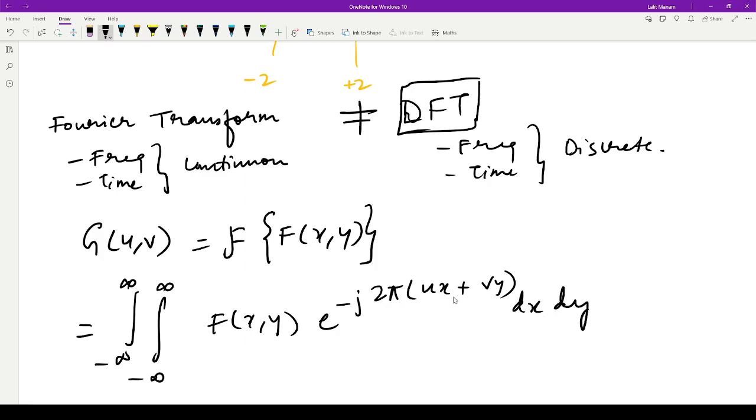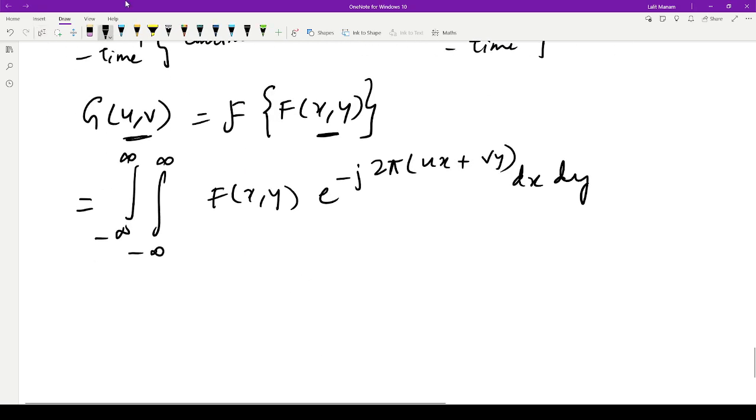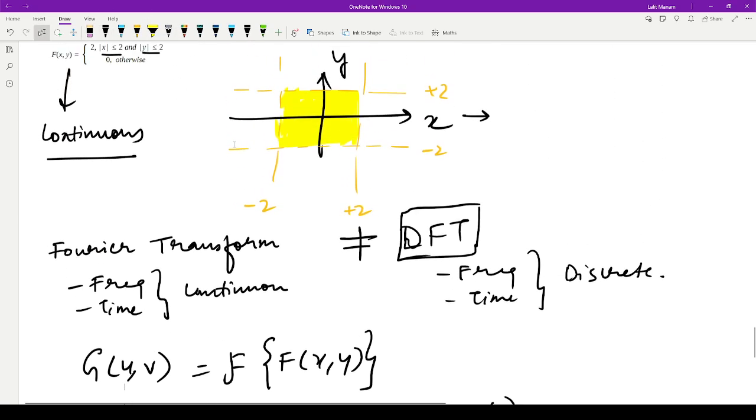Is this clear? The forward Fourier transform maps everything from the space domain to the frequency domain. So the final answer should be independent of the space variables x and y, but dependent on the frequency variables u and v. That's why you integrate over dx and dy. It's a simple way to remember that. Okay, so given this, what we need to do is find the Fourier transform.